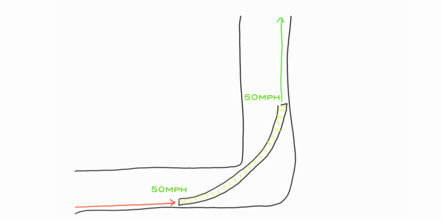However, let's look at what happens if we change some of these parameters. In this example, the car enters the turn at 50 miles an hour and exits the turn at 50 miles an hour. There is no acceleration or deceleration that happens throughout the corner.